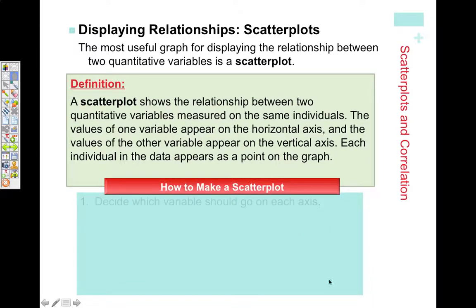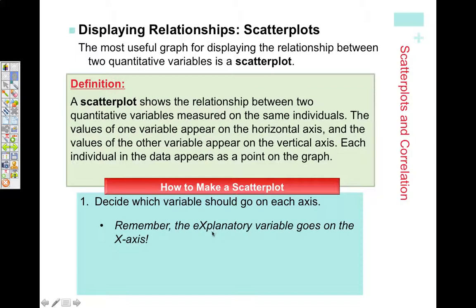So how do we make this? Well, first we decide which variable goes on each axis. Remember, explanatory, x-axis. Label and scale your axes. Say what the numbers on the axes mean and use an appropriate scale. And then we're going to plot the individual data values as ordered pairs.